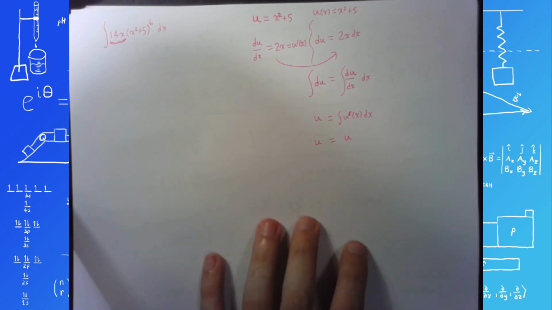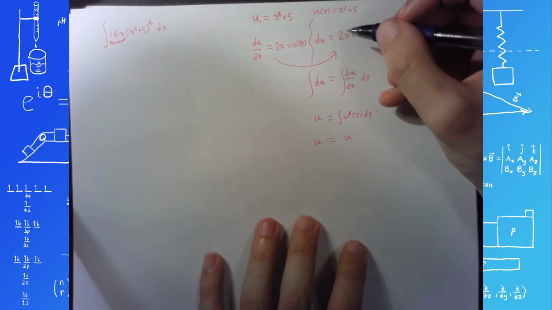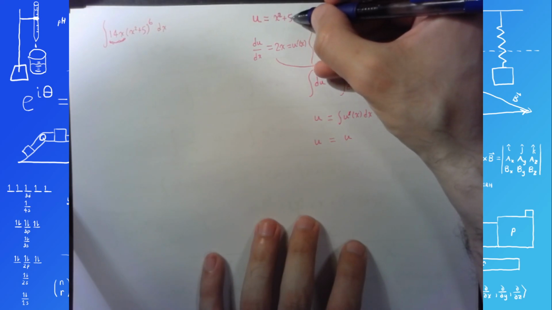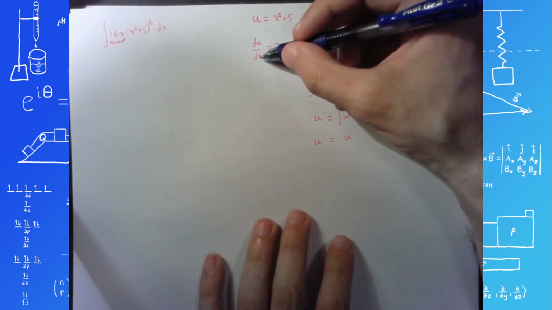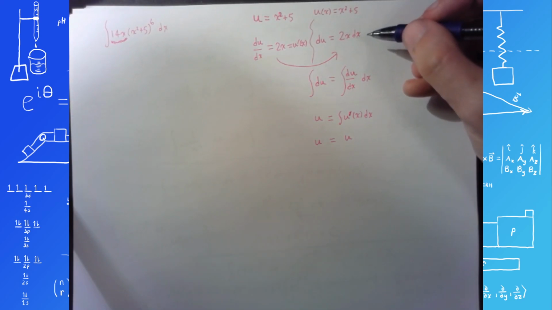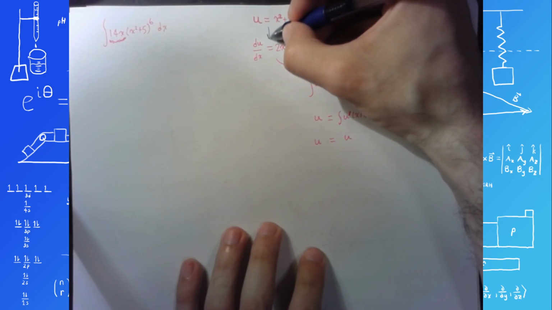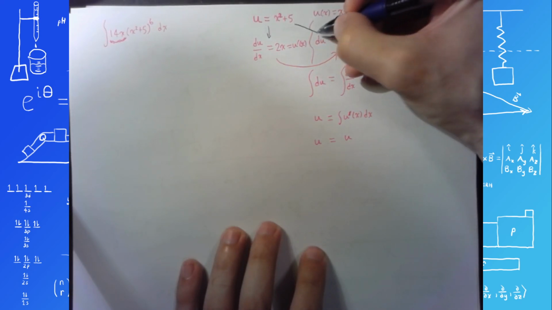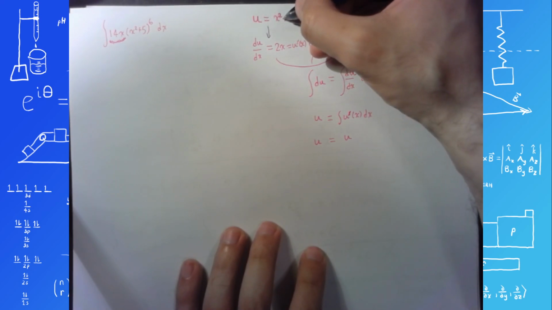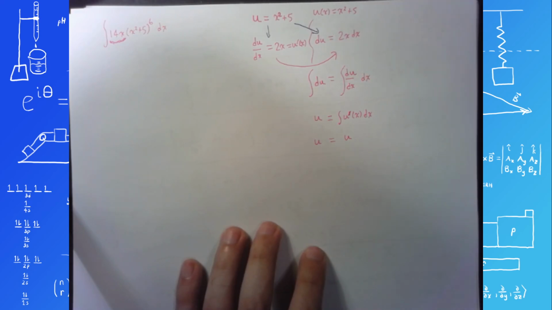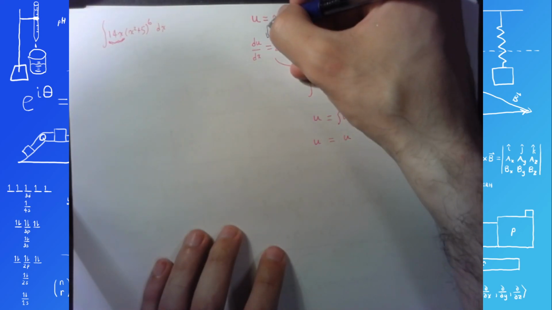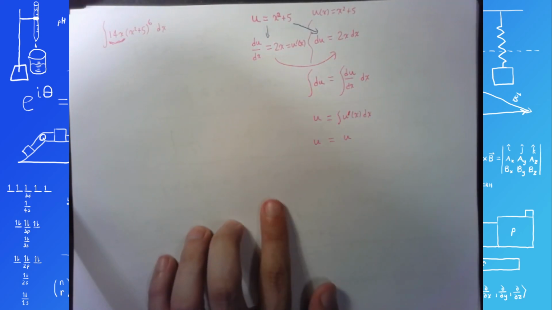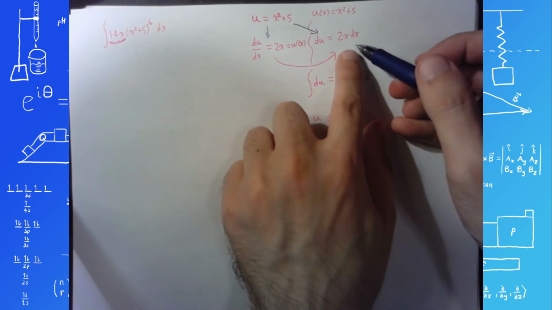Okay, let me switch colors actually. So where were we? We defined u as being x squared plus 5, and then we did du dx equals 2x. We differentiated both sides, and then we moved the dx over to the right-hand side. I'm not always going to write this step. In fact, most of the time I'm going to go directly from u equals x squared plus 5 to du equals 2x dx. But just for this first example, I figured I might as well show this as an intermediate step. Okay, so du equals 2x dx.